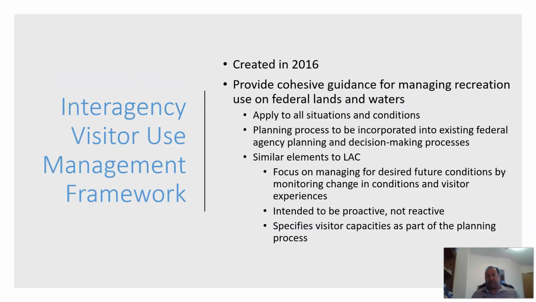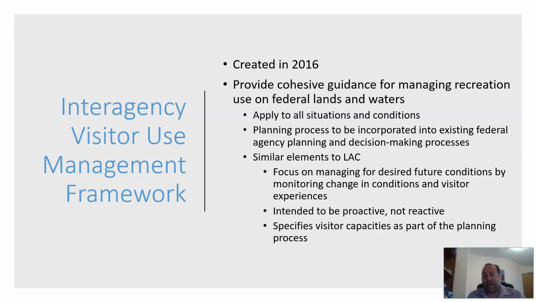The third part of our conceptual framework was created in 2016, and it's the Interagency Visitor Use Management Framework. It provides cohesive guidance for managing recreation use on federal lands and waters. It should apply to all conditions and all agencies in terms of recreation. The planning process is then incorporated into existing federal agency planning and decision-making processes. It's got similar ideas to limits of acceptable change in terms of focusing on managing for the desired conditions, but they're going to do it by monitoring change in conditions and visitor experiences.